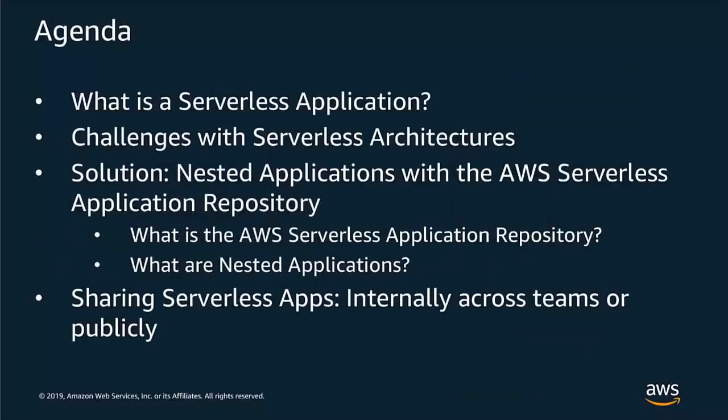So what are we going to talk about today? First, we're going to start with what is a serverless application. Then we're going to talk about challenges with serverless architectures specifically compared to traditional architectures. I'm going to cover 2 challenges in particular. And then I'm going to talk about a solution to these 2 challenges, which is this feature of nested applications with the AWS Serverless Application Repository. And as part of that, we're going to cover what is the AWS Serverless Application Repository, and then what are nested applications and how do they solve these challenges with serverless architectures.